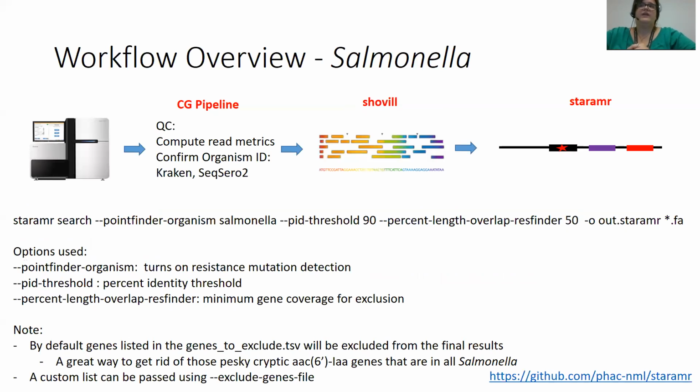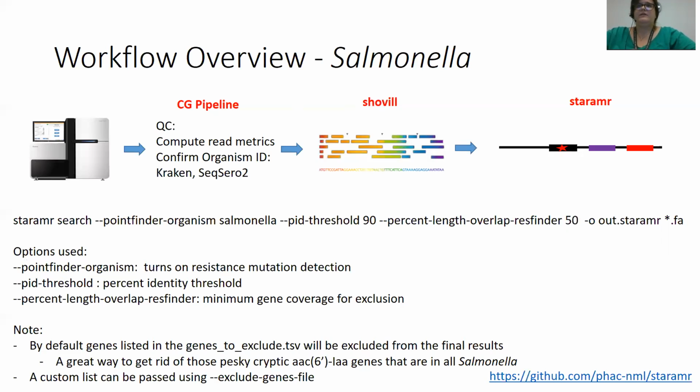To do the actual detection, we've been using a program called StarAMR. This is a rewrite of ResFinder and PointFinder that was developed by some of our collaborators at the Public Health Agency of Canada. StarAMR has this search function, which we use with the --pointfinder-organism option, and this turns on the resistance mutation detection. Then you just specify the scheme that you're aiming to run, so in this case, it's Salmonella. You set your percent identity threshold and your gene length coverage cutoff.